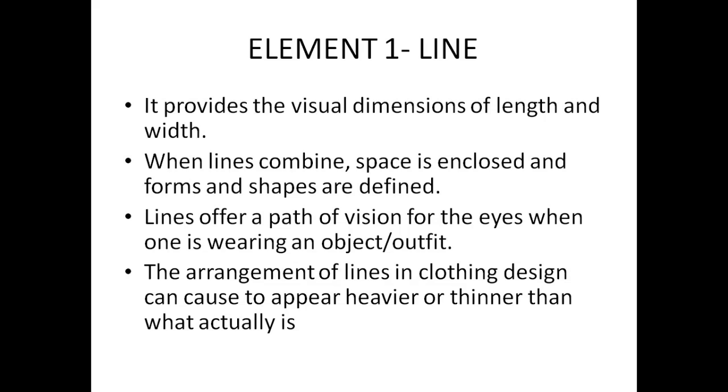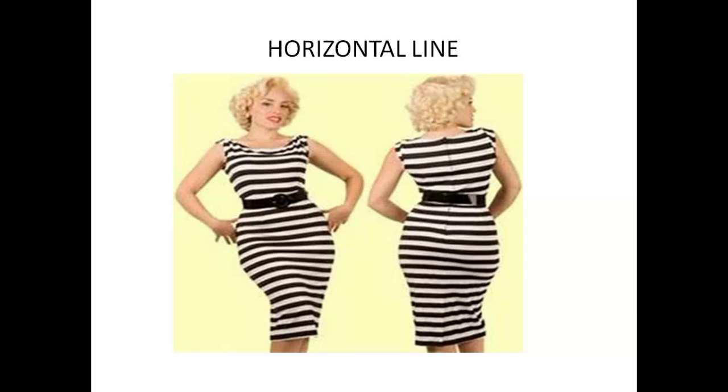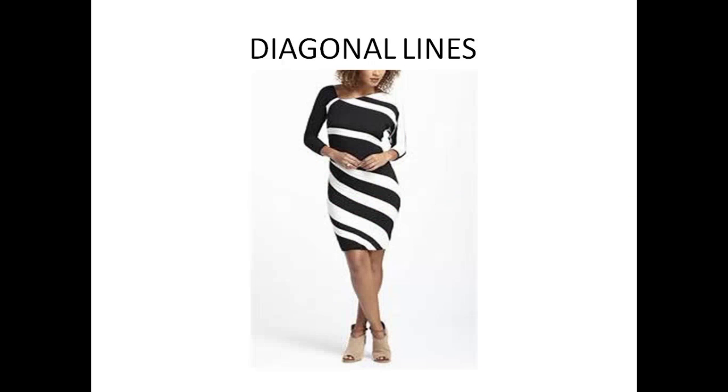The first element, line. Line gives a part of vision for the eyes when one is wearing an outfit. The arrangement of the lines in any clothing can cause the person to appear heavier or thinner than how the person actually is. We have types of line. Vertical line creates illusion of tallness. Horizontal line creates illusion of thickness, that's someone being fat.